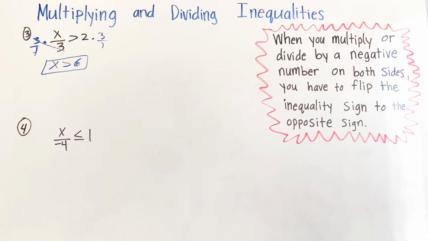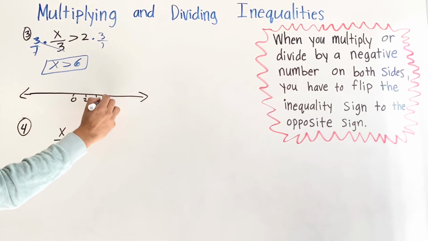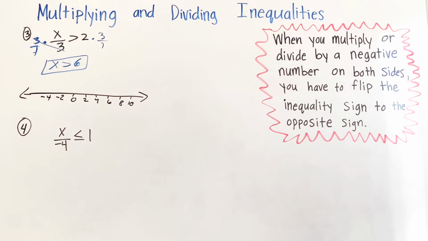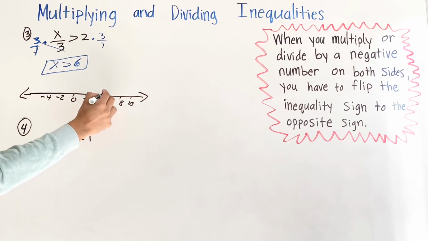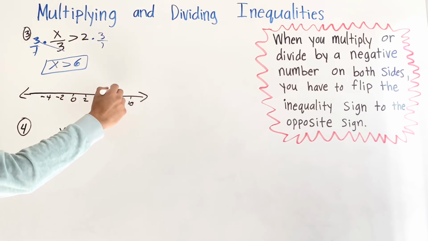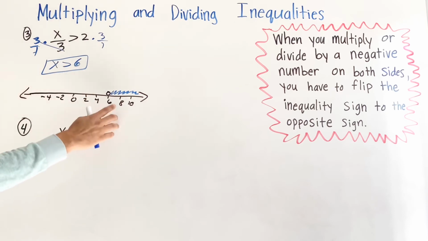Then you can graph it. Start with 0, you can do it with 2, 4, 6, 8, 10, -2, -4, and so on. We're going to start with 6, and is it an open circle or closed circle? Remember, it's going to be an open circle. So we start at 6 with an open circle, and then we shade to the left or to the right. Hopefully you shaded it to the right, because when you shade to the right, you're saying that 7 is greater than 6, 8 is greater than 6, 9, and so on.